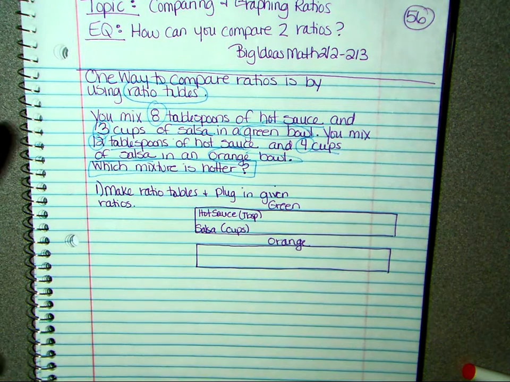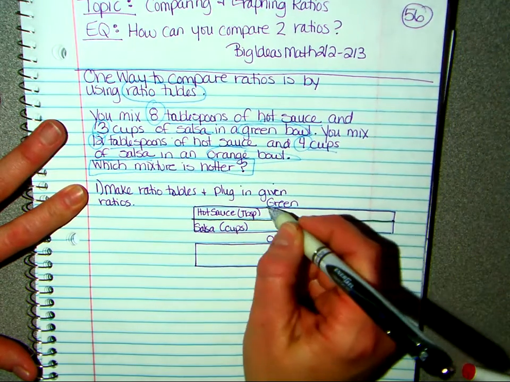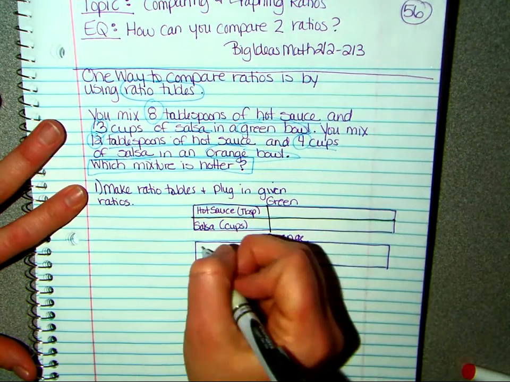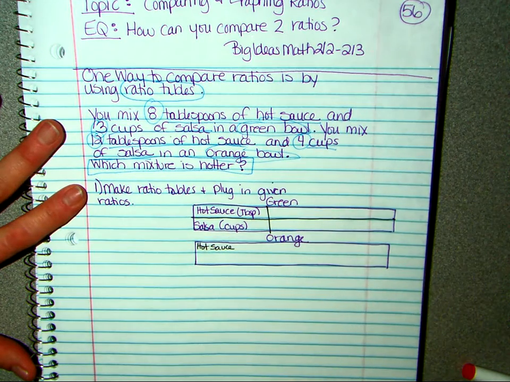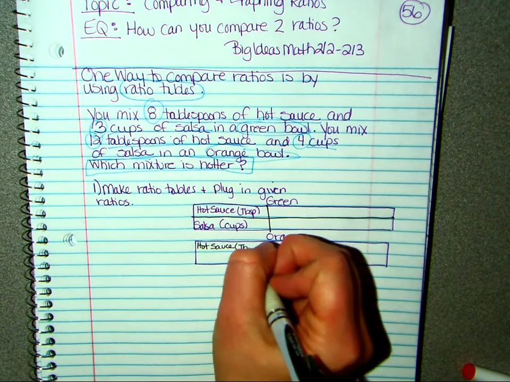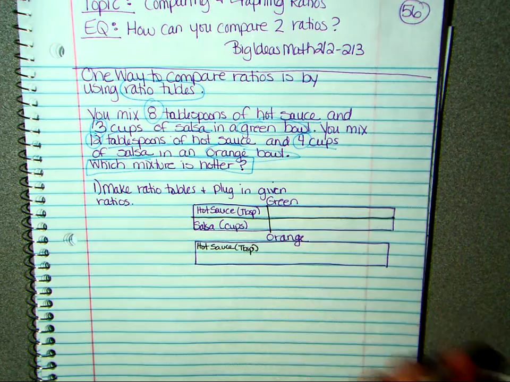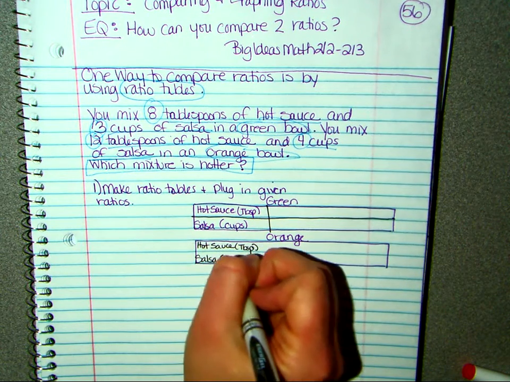I have to change pens because my pen is dying. Okay, we're going to do the same thing for this one. Hot sauce, which is in TBSP, which is the abbreviation for tablespoons, and salsa, which is in cups.